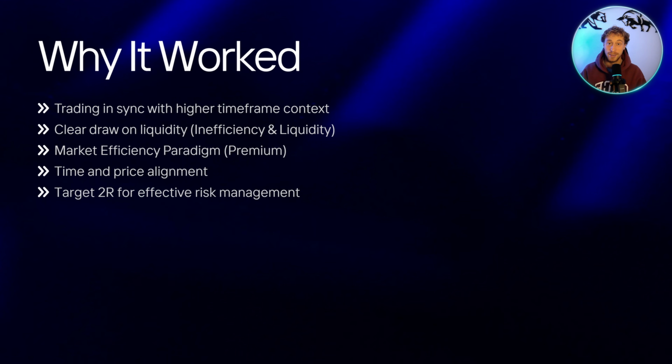Then for my risk management strategy, I'm targeting at least 2R. So my risk will be, for example, $1,000 and I'm targeting at least $2,000. This allows me that I have to be correct only on 40% of my trades in total to be net profitable in the long term.